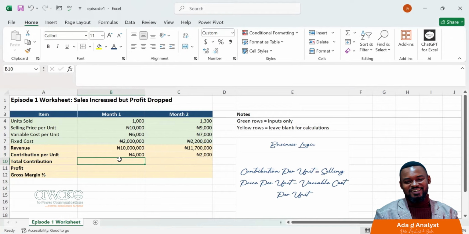So let's look at our total contribution. And a reminder of what total contribution means again: the total contribution is the total amount left from all products sold after removing the direct cost.